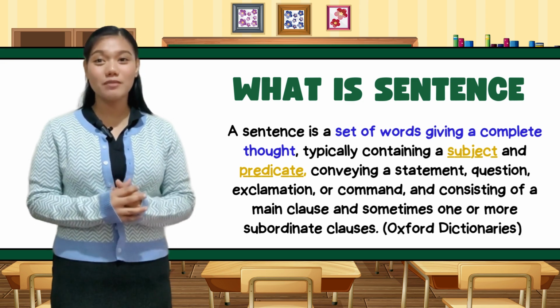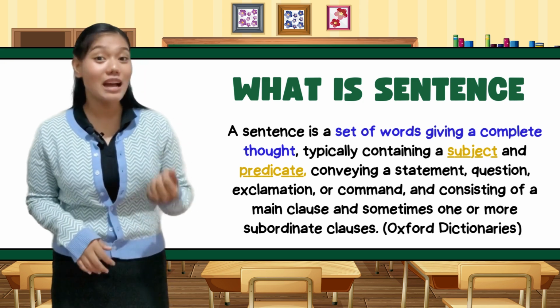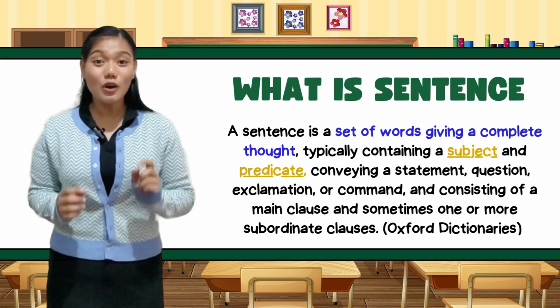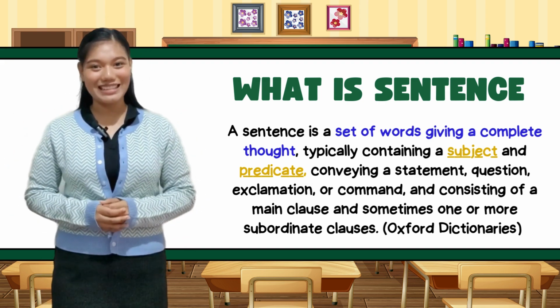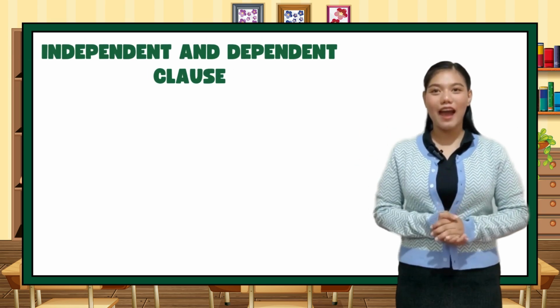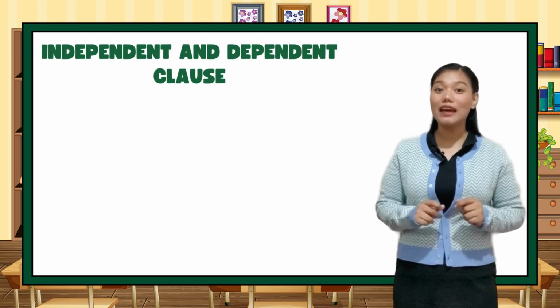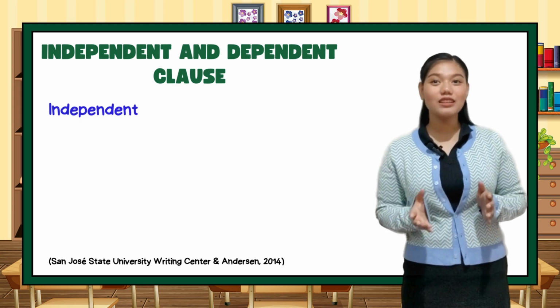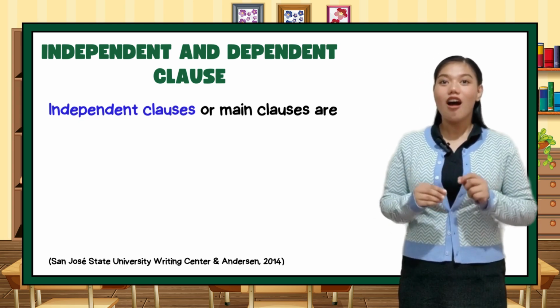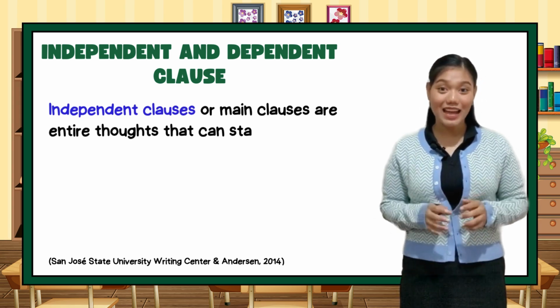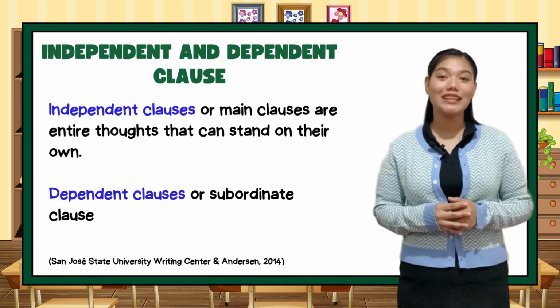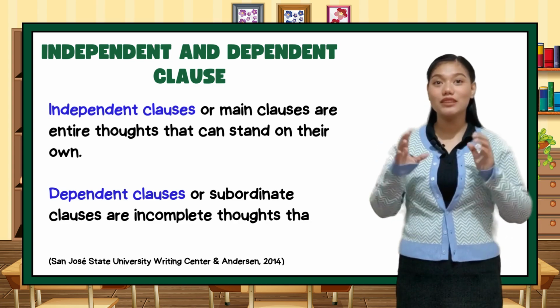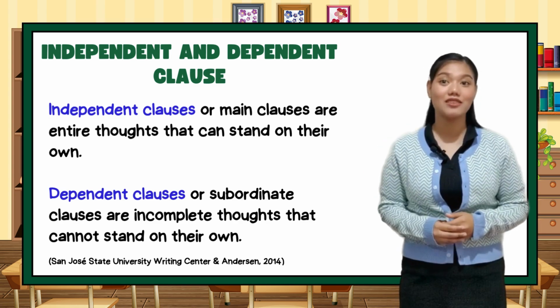I hope you are familiar with the two, the subject and the predicate. Don't forget it because it's very important in making a sentence. We also have independent and dependent clauses. The independent clauses or main clauses are entire thoughts that can stand on their own. Well, dependent clauses or subordinate clauses are incomplete thoughts that cannot stand on their own.